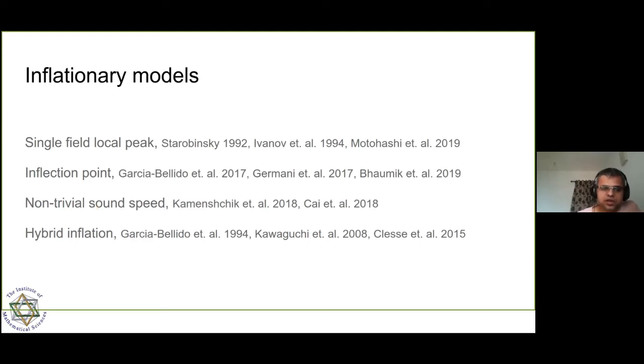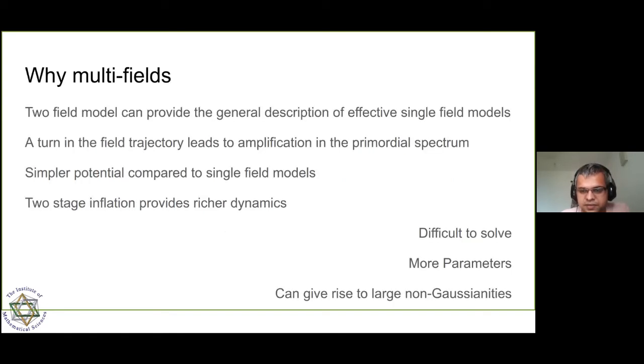If you go to multiple field models, there can be hybrid inflation. Such scenarios are explored by Ivan Garcia Bellido, Kawaguchi, and Sebastian Kresse. What happens is that you have two field models, phi and chi, let's say, and you have a potential which is a function of phi and chi, and they are coupled. In those cases, you can also see there are turns in the field space, and they give rise to larger bumps in the primordial power spectrum with respect to the scale invariant spectrum.